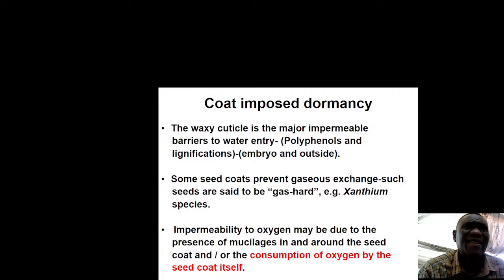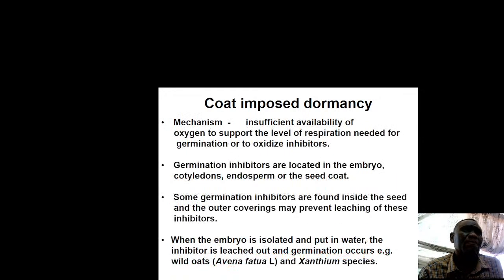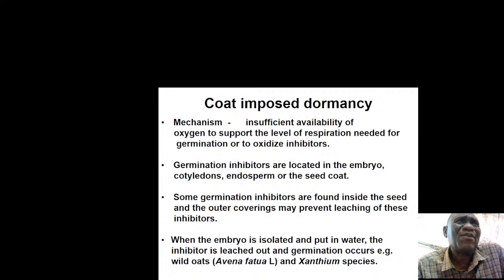Impermeability to oxygen may be due to the presence of mucilages in and around the seed coat, and or the consumption of oxygen by the seed coat itself. Still on coat imposed dormancy, we are looking at the mechanism. You have insufficient availability of oxygen to support levels of respiration which are required for germination or to oxidize inhibitors.